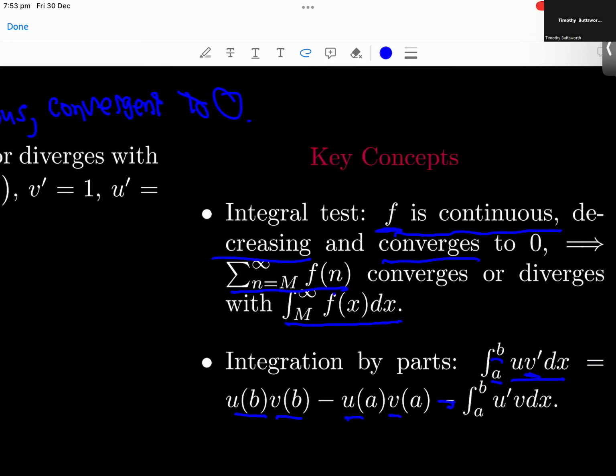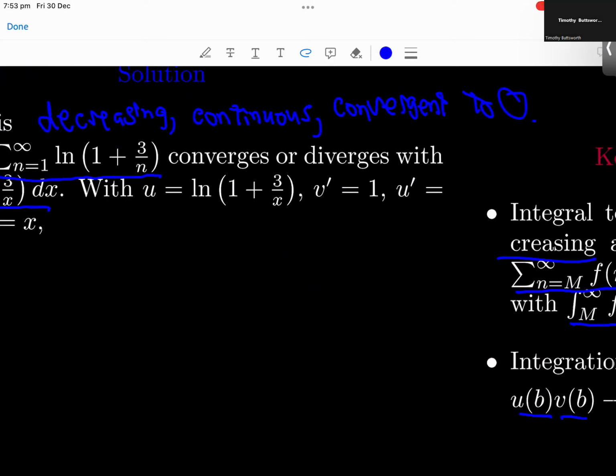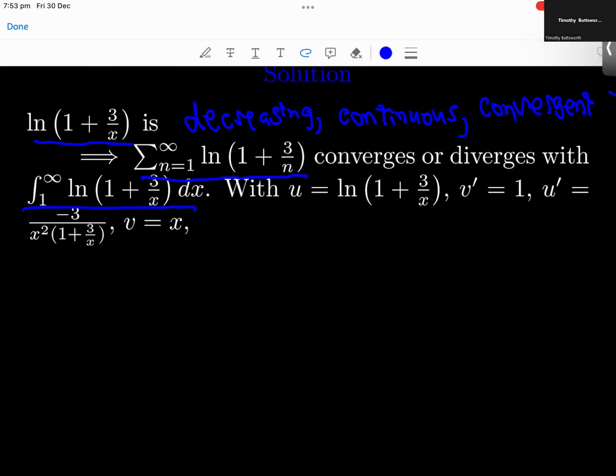Okay, well, this isn't obviously helpful because the integral of ln of 1 plus 3 on x, that's just one term. That's not a product, or is it? Well, it is a product with a silly trick. And the trick is you imagine this whole thing just multiplied by 1. So u is going to be the function in question, and we're going to multiply it by 1, which we're going to call v dash, the derivative of a function v.